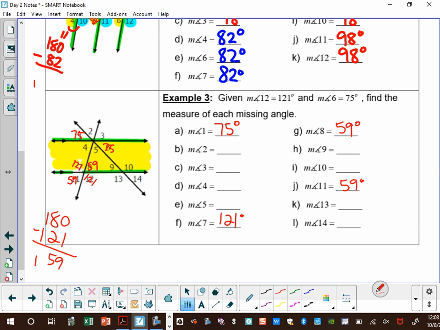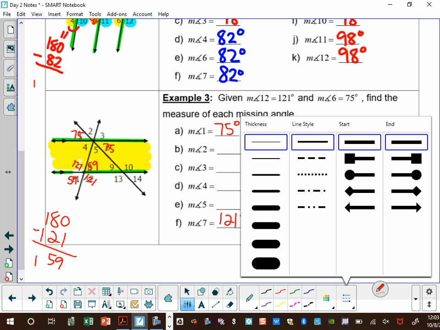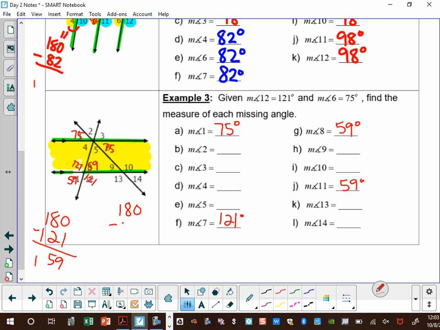Let's skip over to angle 10. If you look at your cheat sheet, do you guys see that 6 and 10 are both consecutive interior angles? So that means those two angles have to add up to 180. What Brian did was 180 minus 75, and he was left with 105. So angle 10 is 105. Those are consecutive interior angles.